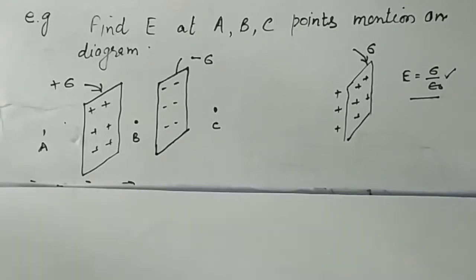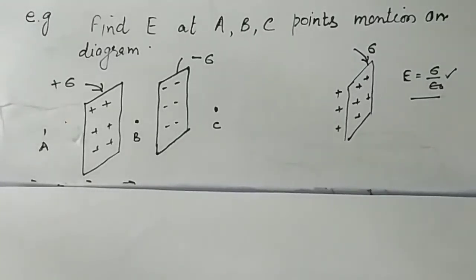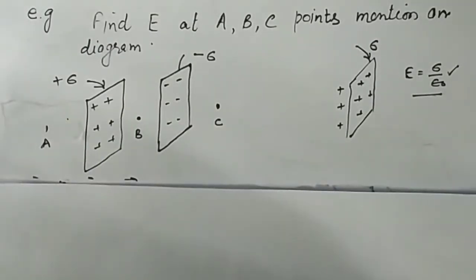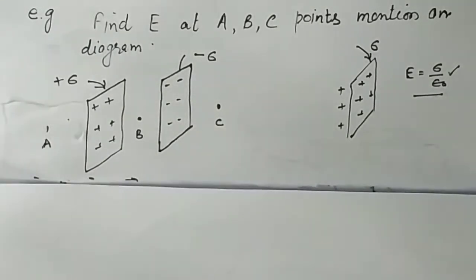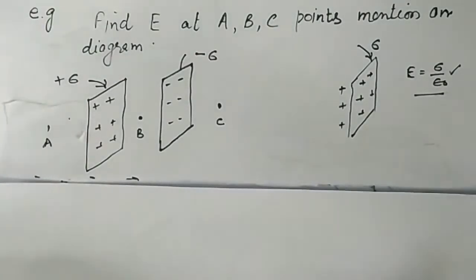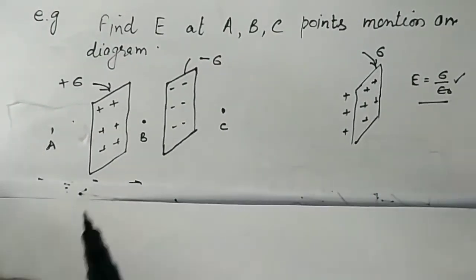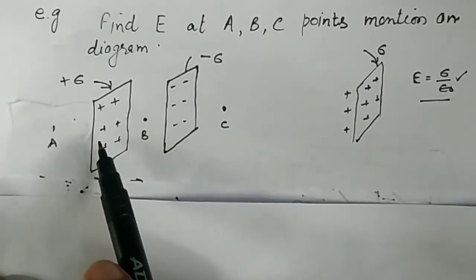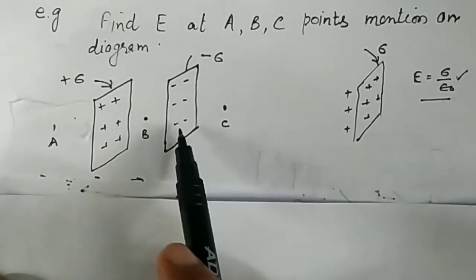In this video we will discuss a very important problem, that is to find the electric field at A, B, C points as mentioned in the diagram. First, look at the diagram. These are two conducting sheets, one carrying a positive charge and the other carrying a negative charge.